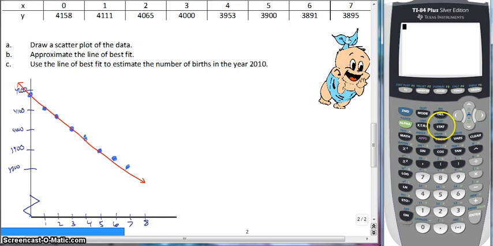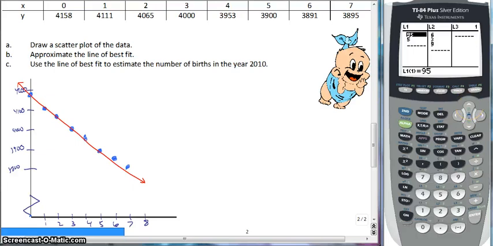Here's a little part of the calculator you probably haven't used before. You see the stat button right here? Go ahead and press stat. What that does is let us edit some lists. I purposely have some information in here in case you do, because there's something that you never want to do, and that's delete a list. You want to clear a list.